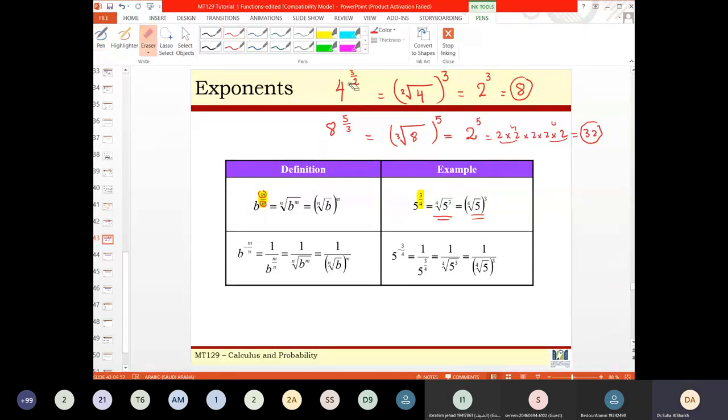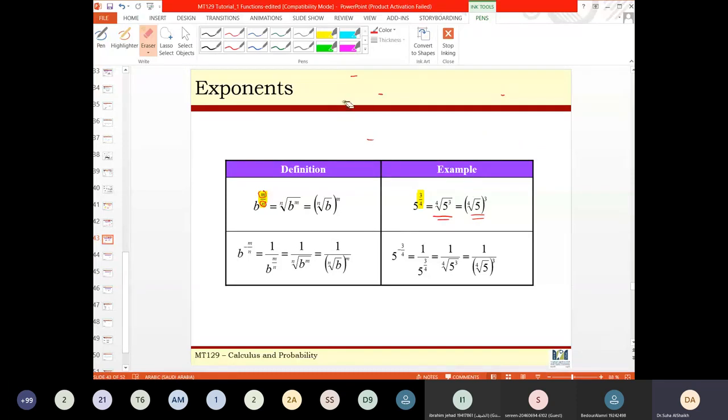Now, negative power is whenever you have a power with a minus. Simple thing: if I say you have 2 to the power minus 1, this means 1 over 2 to the power 1. The minus does shifting. What's up will go down, what's down will go up.